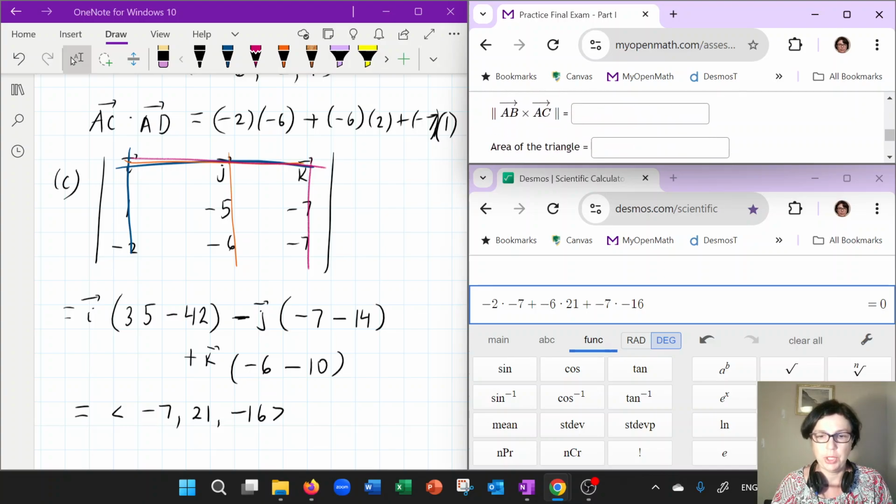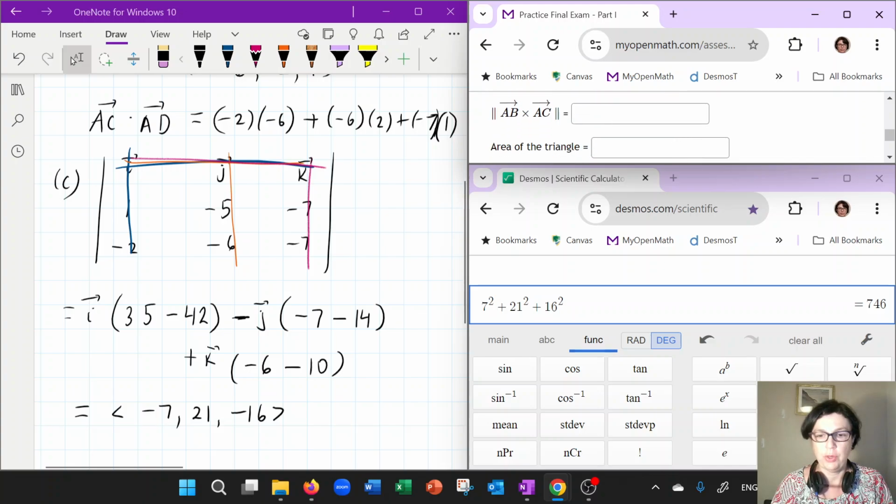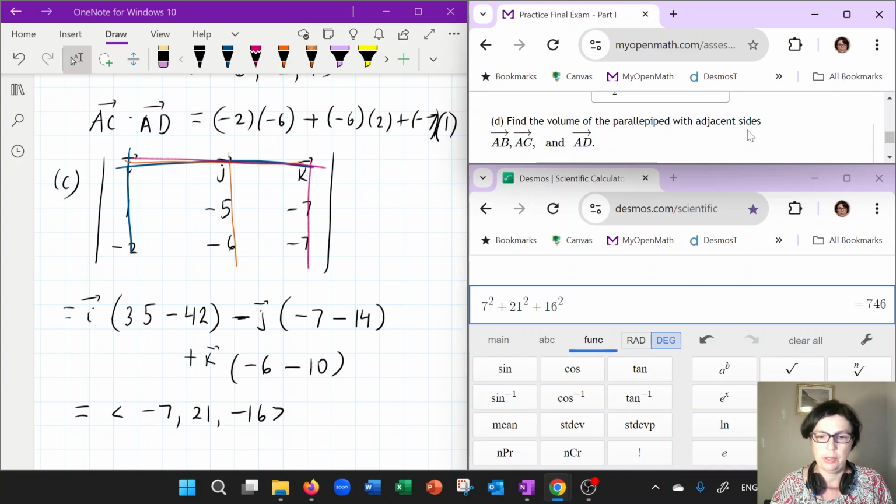Okay, the next question says find the magnitude of it. Well, that's easy. So we're just gonna square each component, disregard the signs, and that's gonna be 746. So the magnitude is gonna be square root of that. Now, this is according to a formula, that's actually area of a parallelogram with AB and AC as adjacent sides. But because this is asking area of the triangle, triangle is half of the parallelogram. So you're just gonna take the square root and divide it by 2. That would be the answer there.